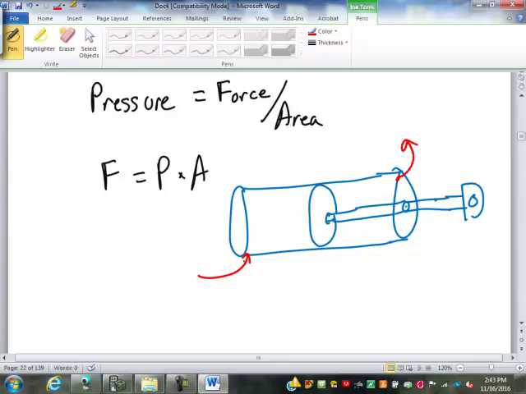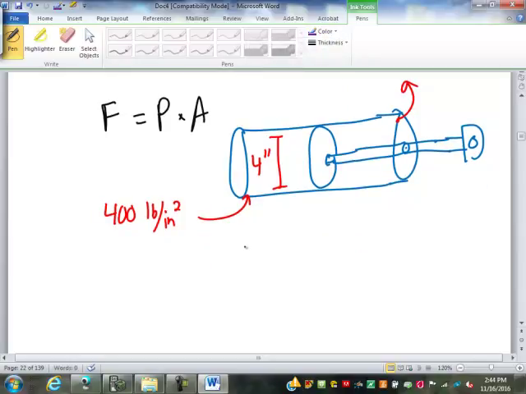If the pressure on this hose is 400 pounds per square inch, we can figure out how much force is going to be exerted by this arm of the cylinder. Let's say that this is a 4-inch cylinder. What that means is that inside of that cylinder is a 4-inch diameter circle.